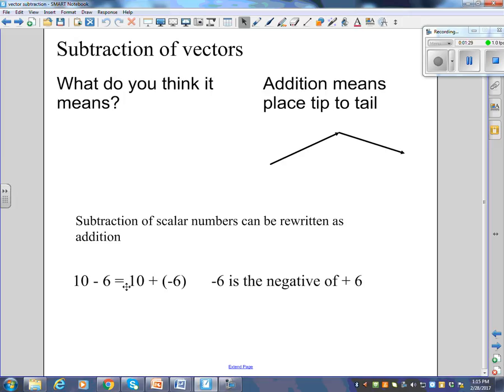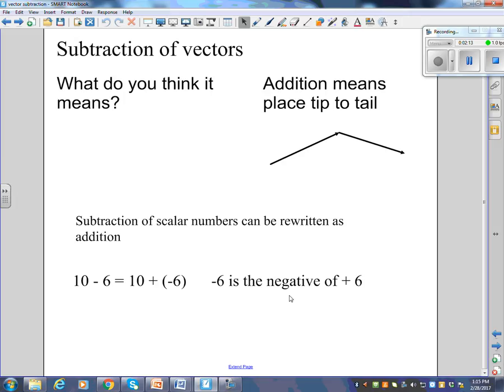So 10 minus 6 can be rewritten as 10 plus minus 6. Would you agree that those are the same thing? Absolutely. 10 minus 6 is the same as 10 plus negative 6. And would you also agree that negative 6, we would call it the negative of plus 6? Okay, so we've taken what we call scalar subtraction and we've rewritten it as addition. We're adding the negative, or adding the opposite.